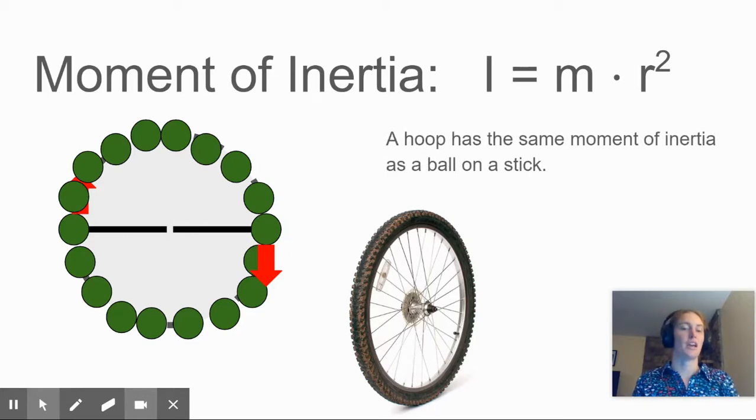So this is called a hoop. A hoop has the same moment of inertia as a ball on a stick. This is going to be one of the moments of inertia that you should memorize and write down. So both for when you just had a point going around, it was mr squared. Now we have a hoop is also mr squared.